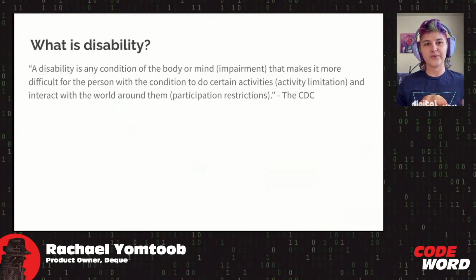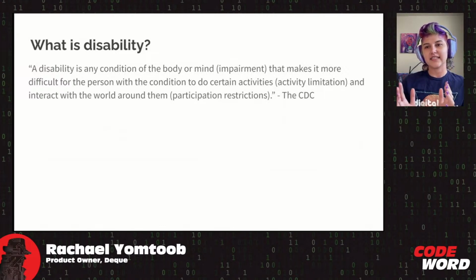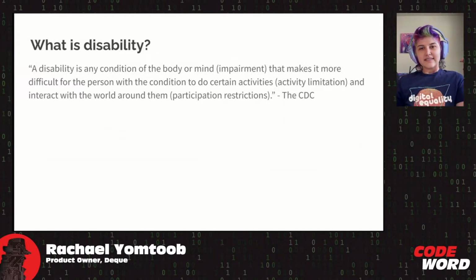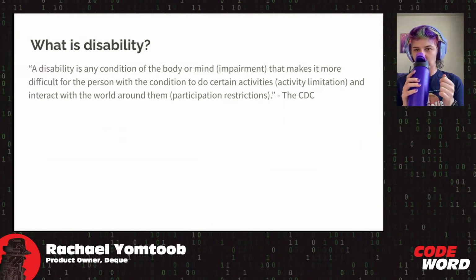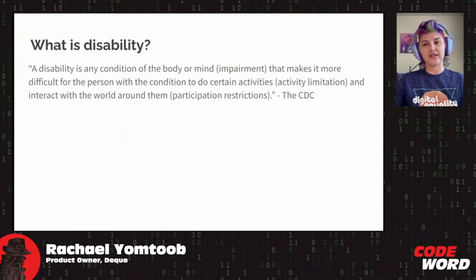So I always like to start off with what is a disability, and I like to start with the definition from the CDC. A disability is any condition of the body or mind (impairment) that makes it more difficult for the person with the condition to do certain activities (activity limitation) and interact with the world around them (participation restrictions). So that's kind of a lot. Let that sit in for a second. And this represents the medical model of disability.